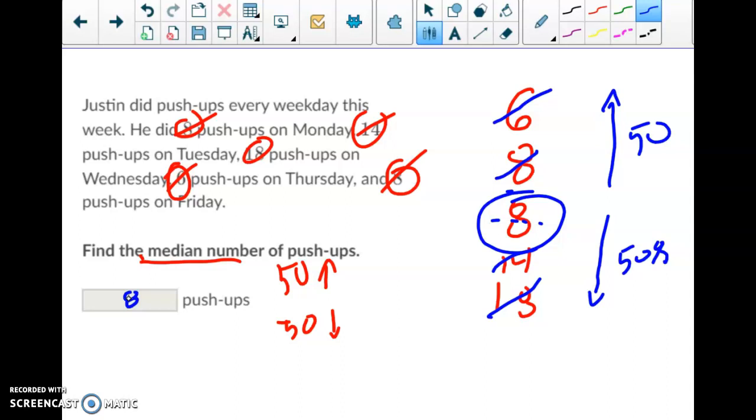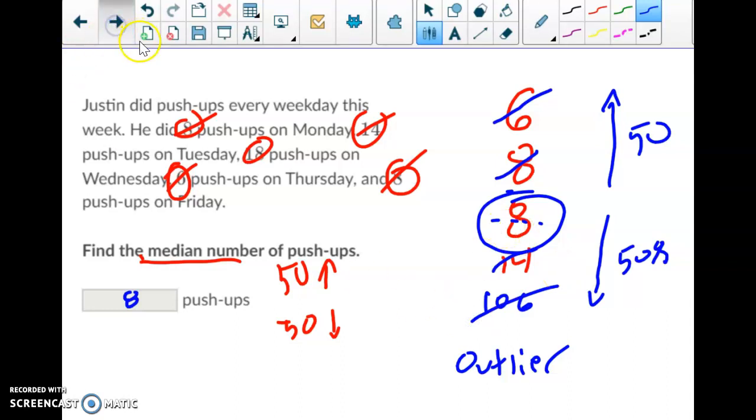It doesn't matter if this value right here was 106. He just got really angry and did 106 push-ups. The median's still 8. It's just a data value, unlike the mean, which that 106 affects. We'll look at outliers later on, but right now, what we want to see is that it doesn't affect the median. All right, let's look at a couple more.